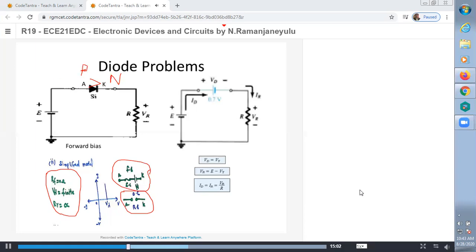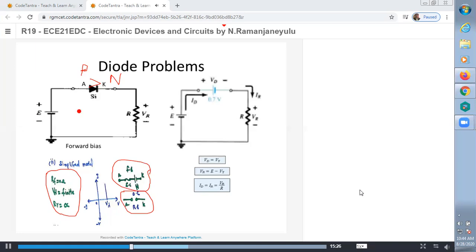Now P type is connected to the positive terminal of the battery, and N type is connected to the negative terminal of the battery. Now we can say that the diode is in forward bias. Now forward bias, what is the equivalent model? It is a short circuit, ideal diode short circuit, and the equivalent model is 0.7. Here we are assuming V gamma is equal to 0.7.